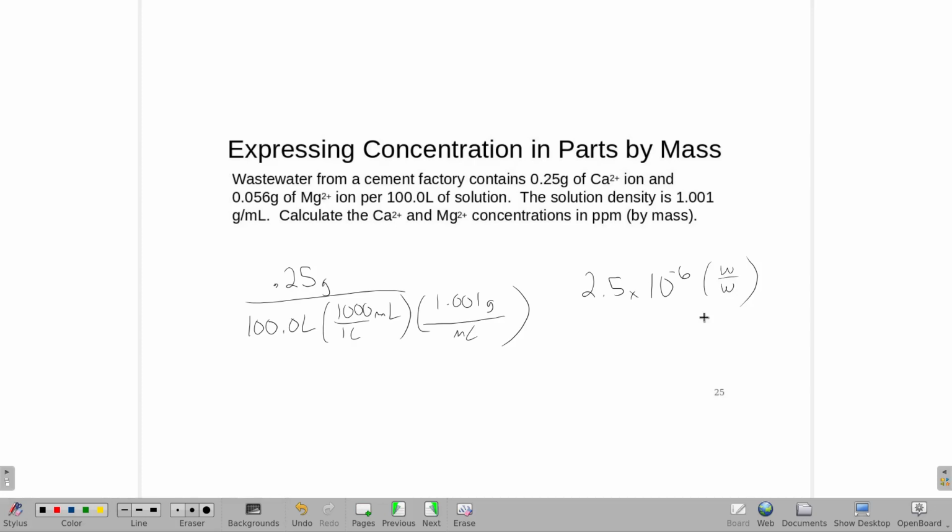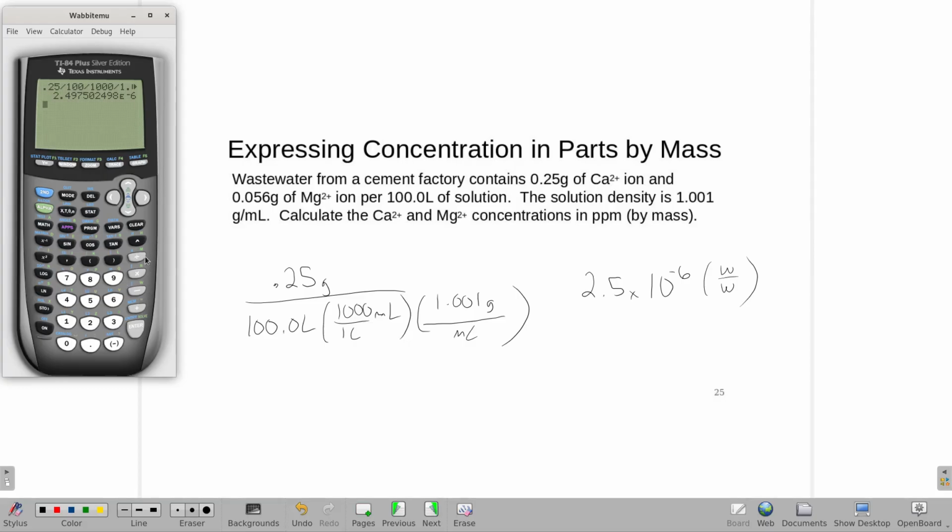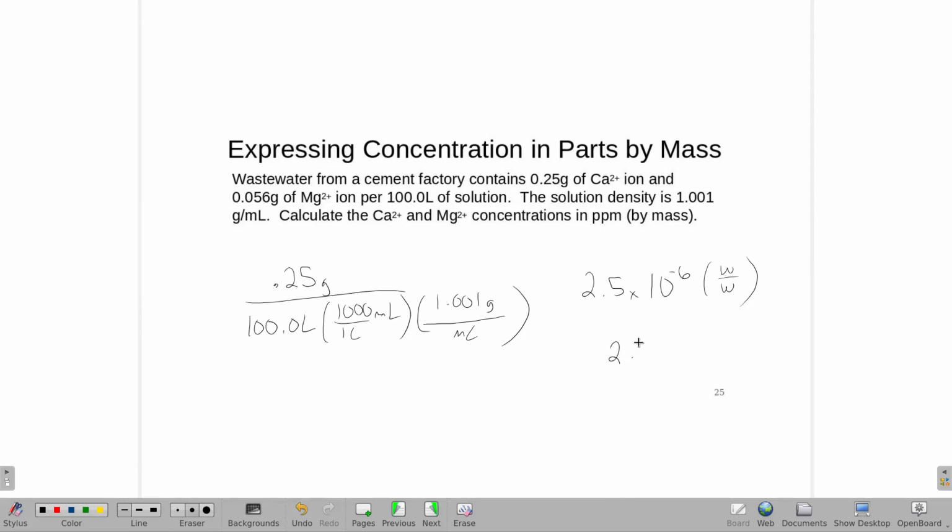Alright, but that's not what this problem asked for. It wants us to do this in parts per million. The only thing you need to do to turn a parts by mass number into parts per million is to multiply it by 1,000,000, 1 times 10 to the 6th. And that is your ppm. So this 0.25 is actually 2.5 ppm.